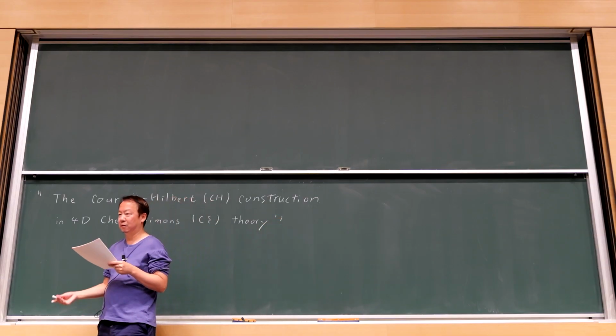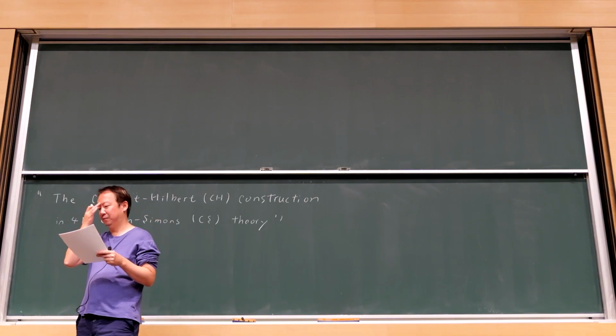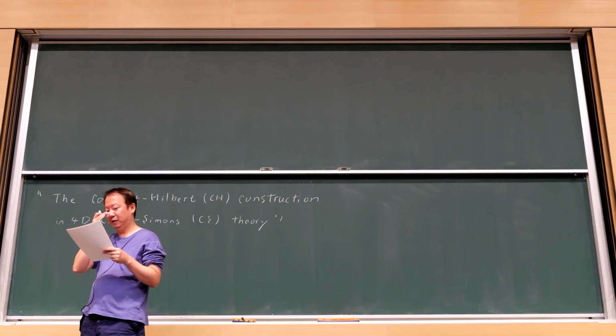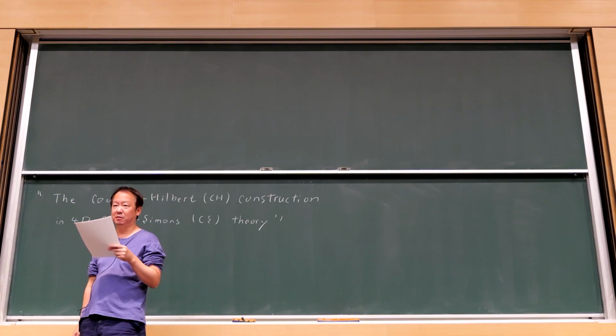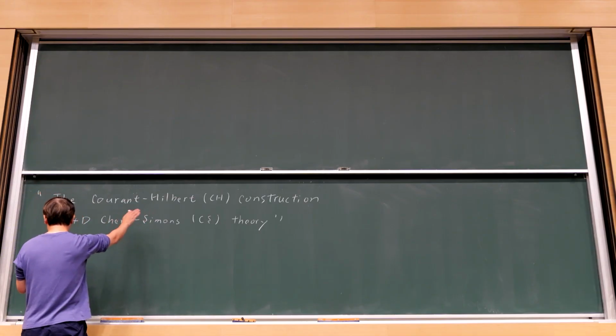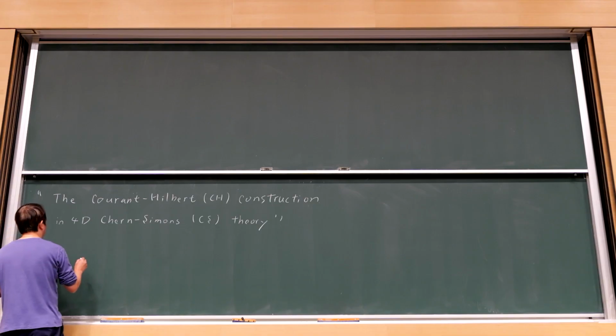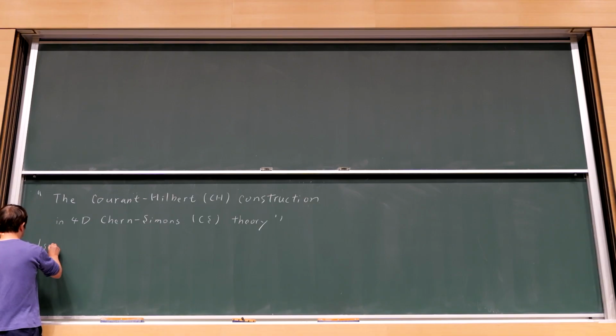So as you know, the names Courant and Hilbert are the authors of a nice, famous textbook, Methods of Mathematical Physics. And one method listed in the textbook is related to my talk. So that's why Courant-Hilbert is included in my talk title. I have two talks today and tomorrow. In the first talk today, I would like to introduce what the Courant-Hilbert construction is.